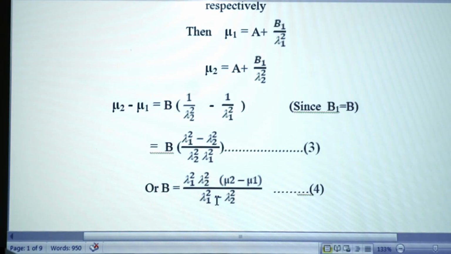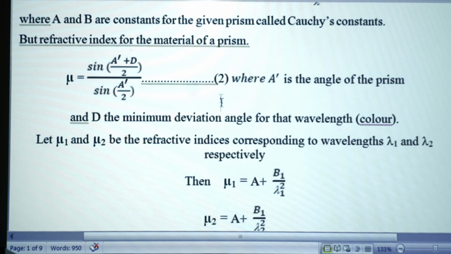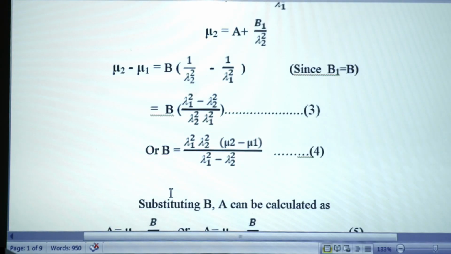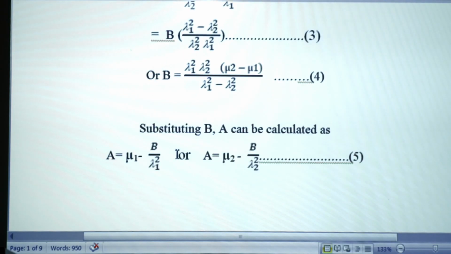So this is the formula to calculate the value of B if we know the value of mu, where mu is calculated using the earlier formula, sin of (A plus D) by 2 divided by sin A by 2. Using that formula, mu is calculated for a given color, and then we can determine the value of B, knowing the value of mu 2 and mu 1 for two colors lambda 2 and lambda 1. B is calculated. Now after calculating the value of B, we can substitute the value of B, then we can determine the value of A.